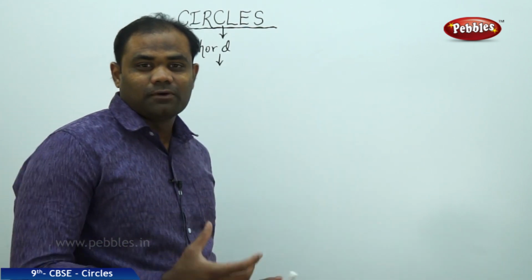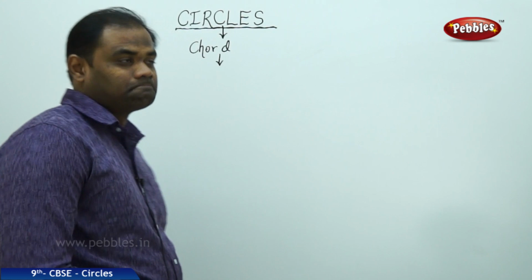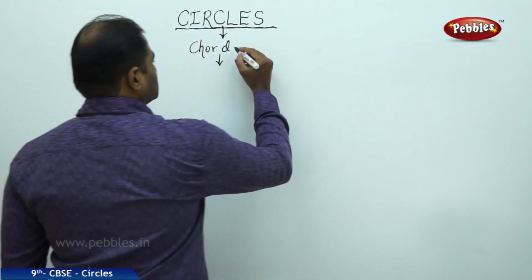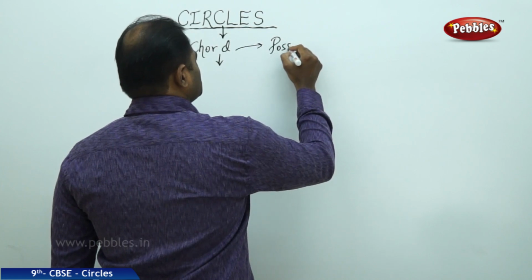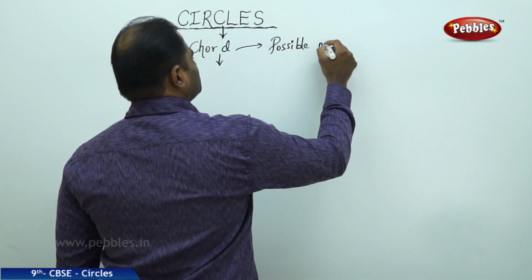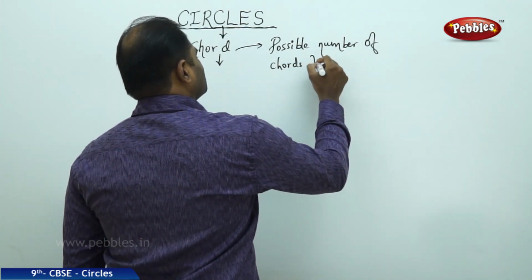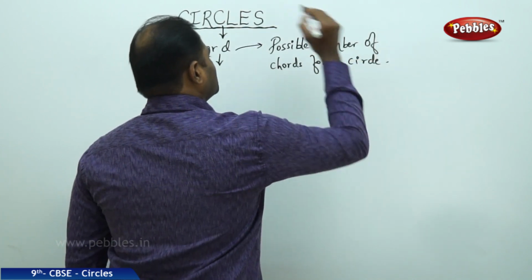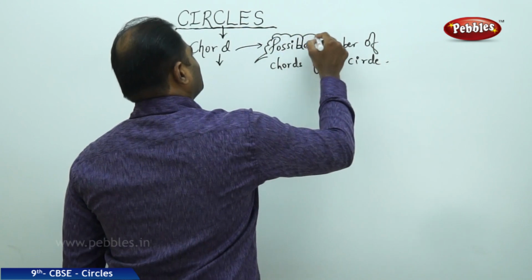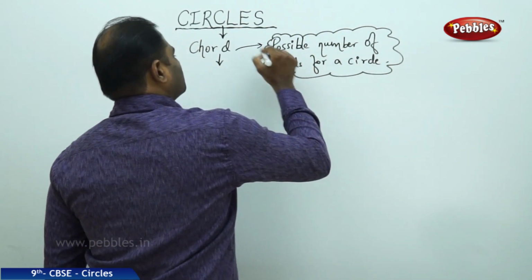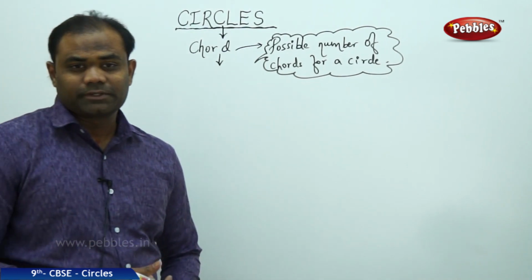Now that we have defined a chord, let's see in the session continued how many possible chords can I draw for a circle. The definition of the chord is followed by the number of chords investigated for a circle. So this session is about chord with possible number of chords for a circle. Is what we're going to see in the session.